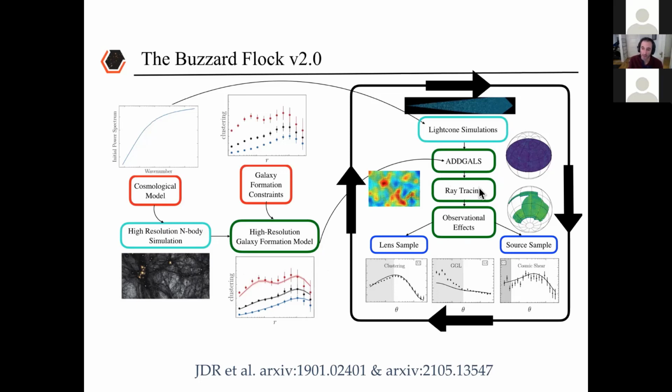We can then calculate lensing information using ray tracing in each of our simulations, apply observational effects, and select the various galaxy samples that we want to use to measure our correlation functions, which are shown here. The points are measurements from the Dark Energy Survey data, and the lines are the simulations. So you can see these match quite well.